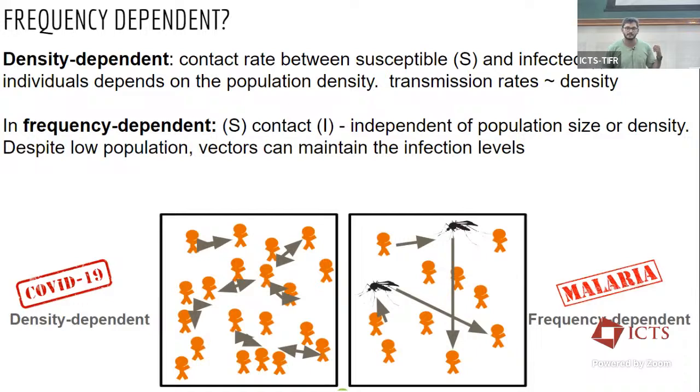For frequency dependent, it's a slightly complex model, but there are models available to actually model the frequency dependent response of a disease. Do you consider the vectors into it? Yes, you have to consider vectors. I can classify this into vector-borne infectious diseases and non-vector-borne infectious diseases. Like COVID-19 is non-vector-borne, right? So vector-borne infectious diseases would be frequency dependent, less density dependent. It depends on how the parasite is acting within the vector.